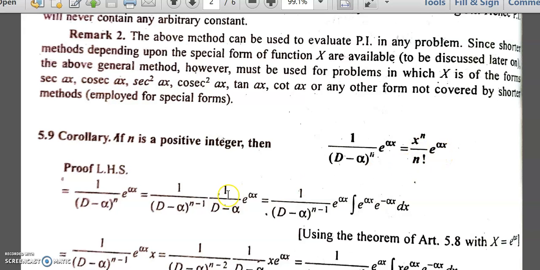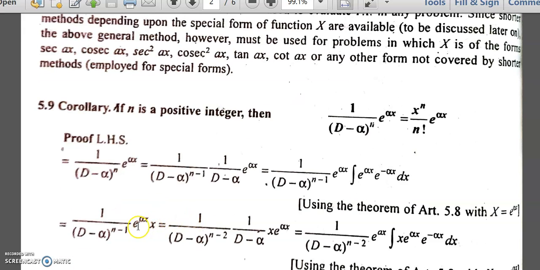Now how do we get this? 1 by d minus alpha whole to the power n operating over e to the power alpha x: you just separate it, d minus alpha one factor and n minus 1 remaining. We know the formula: e to the power alpha x integration over x, here x is itself e to the power alpha x, and there is e to the power minus alpha x dx. By the law of index, it is e to the power alpha x minus alpha x, that means e to the power 0, which is 1. So integration of dx means x. So what we get is x e to the power alpha x.